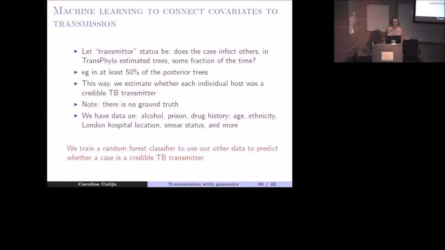And then finally, we trained some of our favorite machine learning algorithms to predict from our demographic and clinical and behavior social data who's going to be an estimated TB transmitter. And that should be an ER, sorry. This is a slightly older version of the talk, I don't know why. Okay, so someone who's an estimated or credible transmitter in our whole transphylo run, did they ever infect anybody, or did they infect anybody enough of the time, half the trees, let's say? We don't know the ground truth, so we use our transphylo estimates for the ground truth.